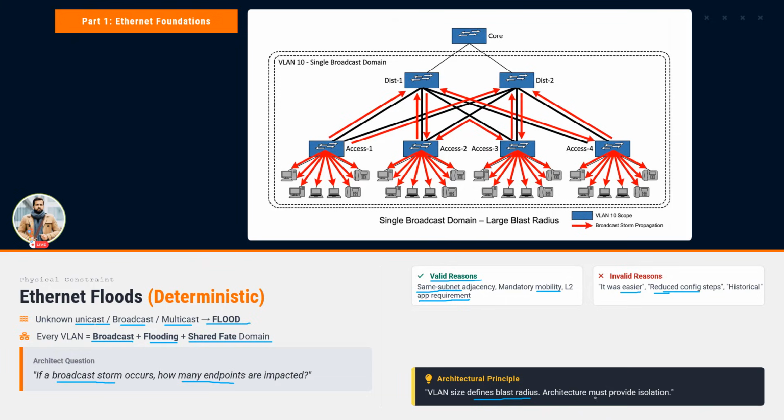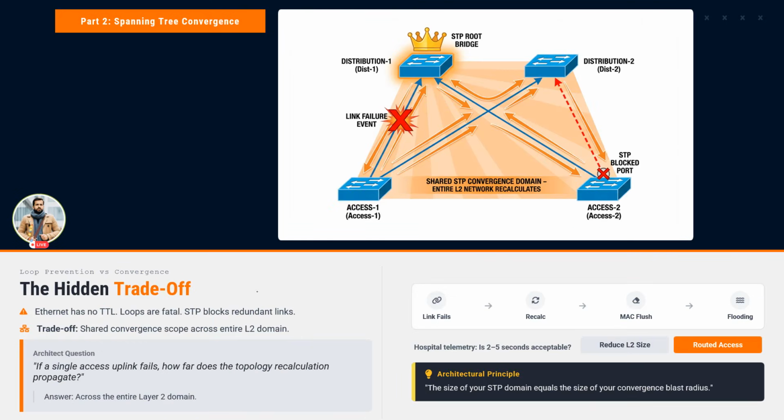Now, what about spanning tree? I know it's fundamental for loop prevention. Here's the thing people forget. Ethernet has no time to live mechanism like IP does. So loops are absolutely fatal. Spanning tree exists to prevent infinite forwarding, but there's a trade-off that's not immediately obvious. What's the trade-off? We install redundant links for resilience, and then we intentionally block them.